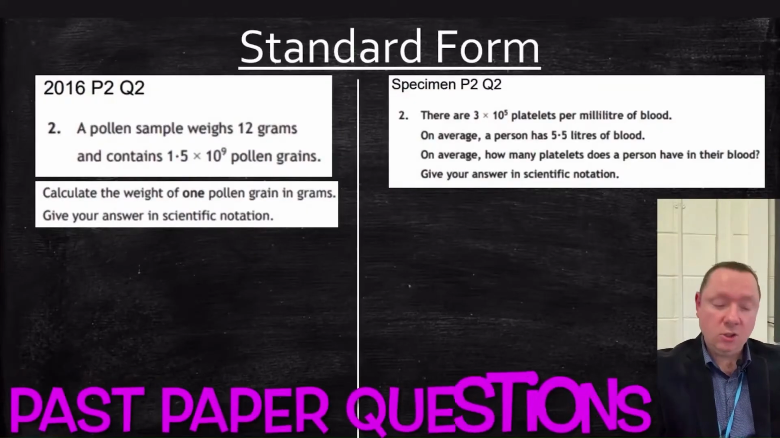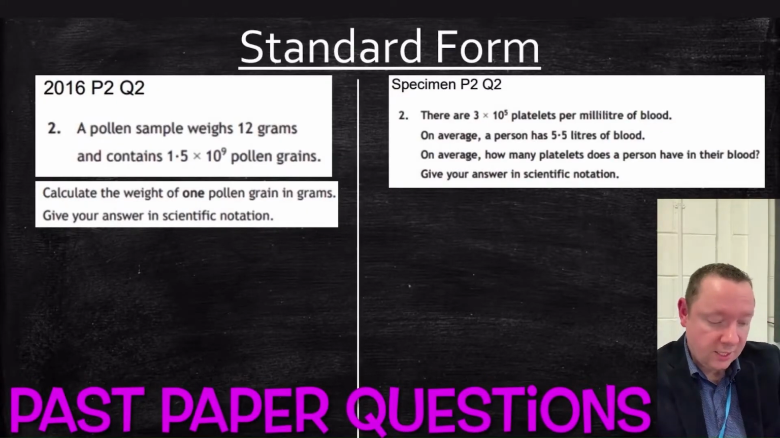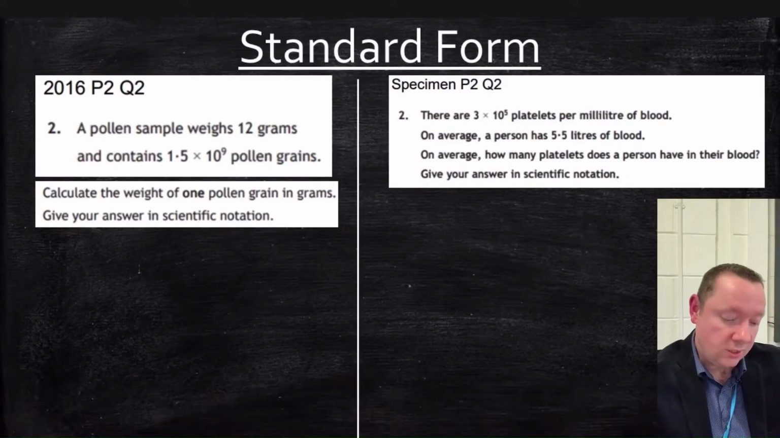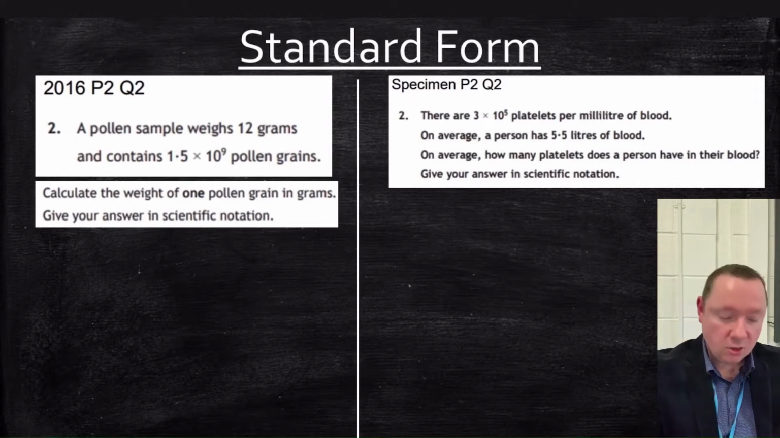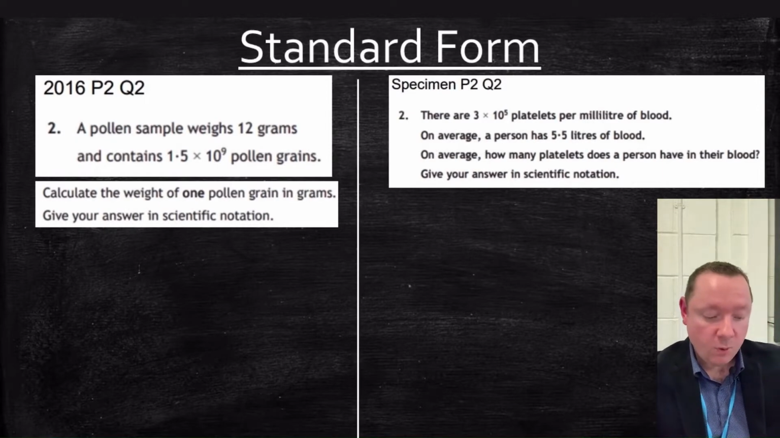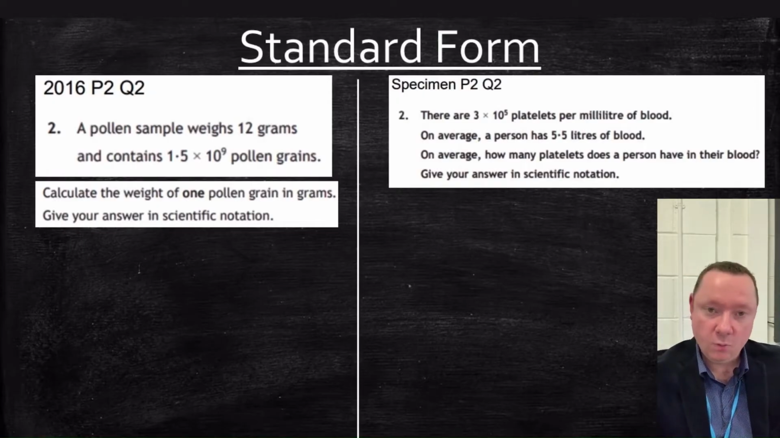A couple of past paper questions on standard form. So 2016 Paper 2 Question 2. A pollen sample weighs 12 grams and contains 1.5 times 10 to the 9 pollen grains. Calculate the weight of one pollen grain in grams. Give your answer in scientific notation. So it's asking me for the weight of one of the things, so I need to divide by 1.5 times 10 to the 9 to find one of them.